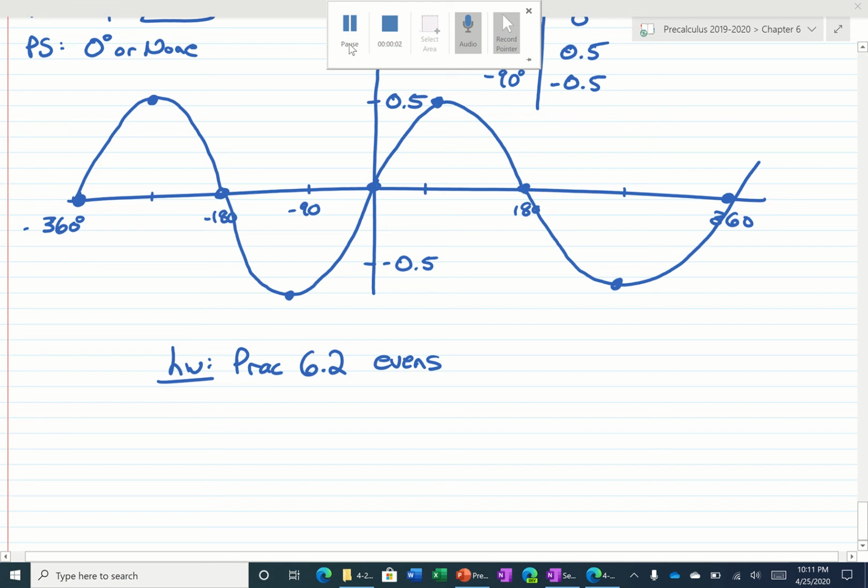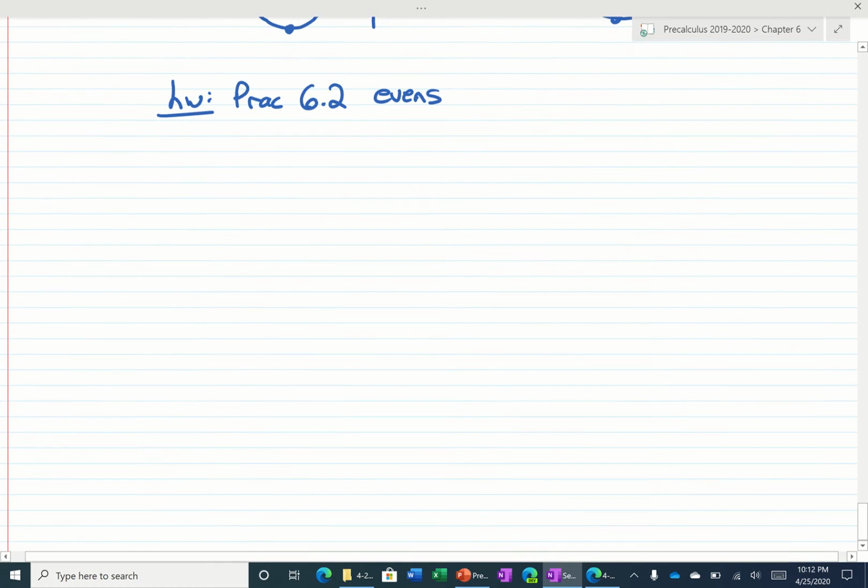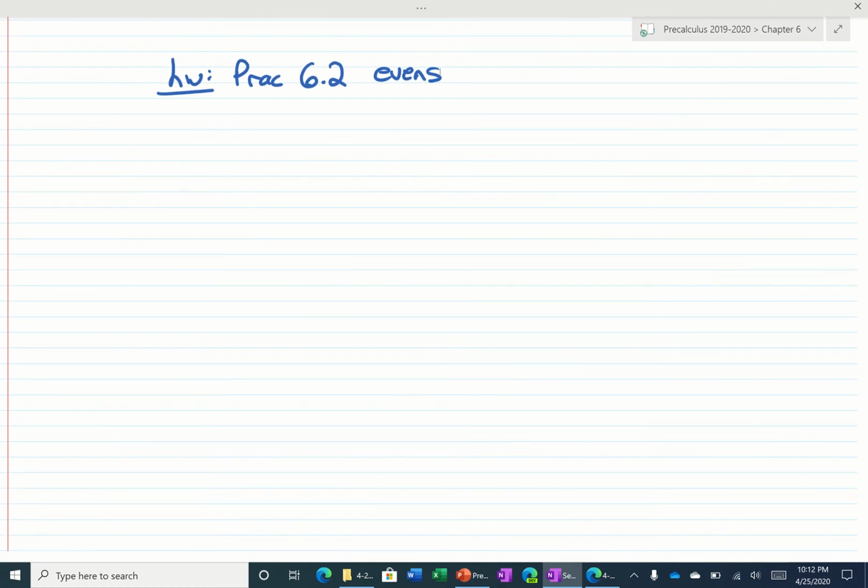Alright, so for homework I asked you to do 6.2 evens, so let's go ahead and do that. Alright, so for the first two problems, first three, it asks you for the amplitude, period, and phase shift.